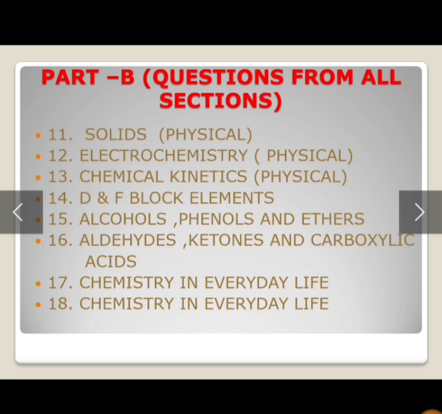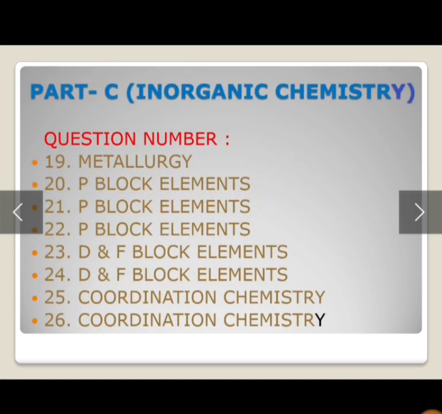The only question which would appear from inorganic chemistry. Question number 16, aldehydes, ketones and carboxylic acids. Question number 17 and 18, chemistry in everyday life. These two questions would generally ask examples, or you have two reactions, preparation of soap, saponification, or else you would be getting definitions. These two questions would be very easy to answer.